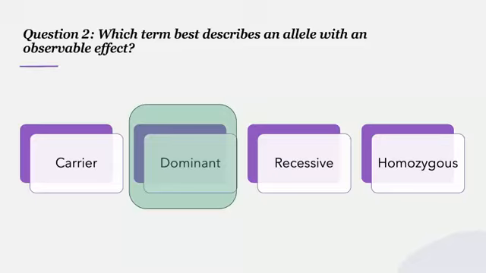They have observable effects. A carrier is going to be someone who has the disease gene, but we don't see it in its phenotype. Whereas recessive means that the alleles may be hidden and not observable. And then homozygous is when we have 2 alleles at a locus that are identical, whereas heterozygous, if you remember, is when we have 2 alleles at a locus, but they are different.